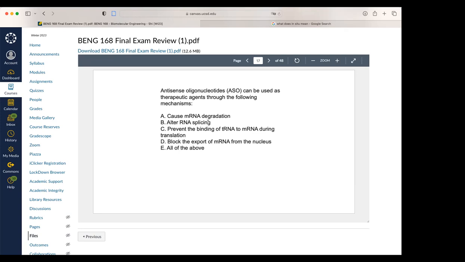Maybe block the export, since they're synthesized RNA, but they probably have something on there where they can't get through the membrane. Exactly. So D is what? Is it one of the answers, or is it not one? So A, B, and C are right. Yeah, and D's not. And it's because of that. Again, the oligonucleotides are synthesized. However they synthesize them, they could probably attach something where they won't exit out of the membrane.